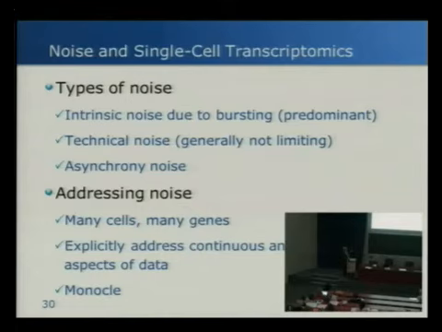In the paper that's going to come out from the Regev lab, that's a much more complex process looking at the immune dendritic cells. And there they ended up looking at a few thousand cells. It's important to explicitly address continuous and discrete aspects of the data.